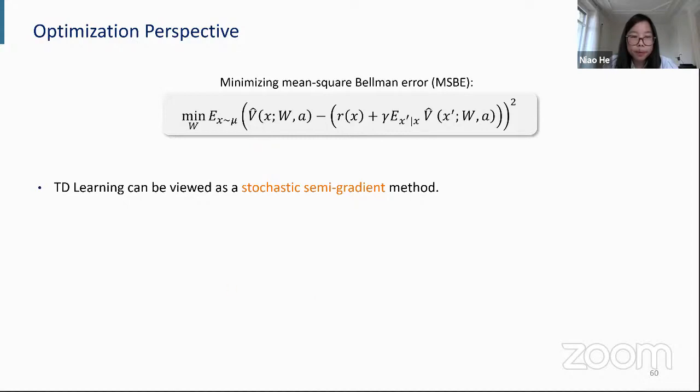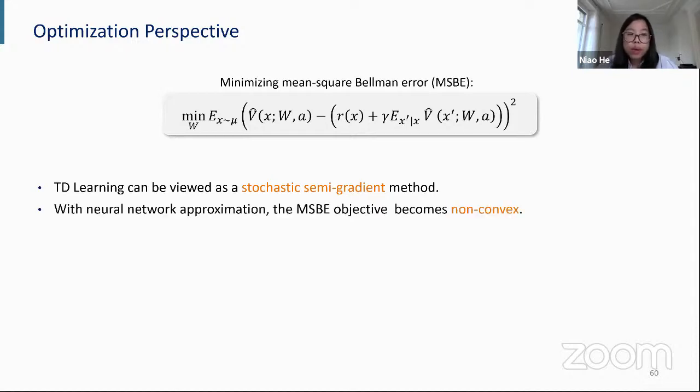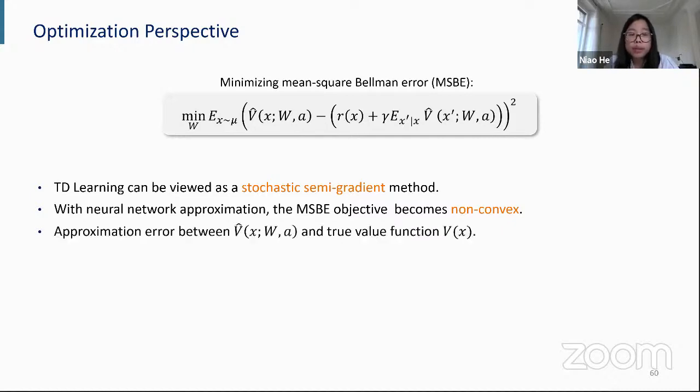Okay. So if you use a neural network approximation, then this objective immediately becomes non-convex. If you use linear function approximation, this is still a convex function, right? Because it's a quadratic function and inside of it is linear. So it's convex in the linear function approximation, but it's immediately non-convex if you use neural network approximation. And you should also pay attention to the approximation error between the parameterized function we had to use and the true value function, right? The true value function is not necessarily represented by this two-layer neural network.